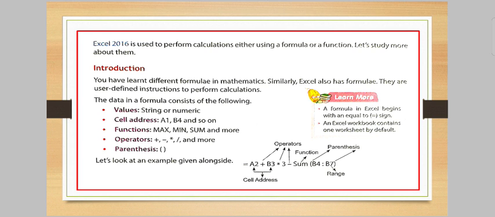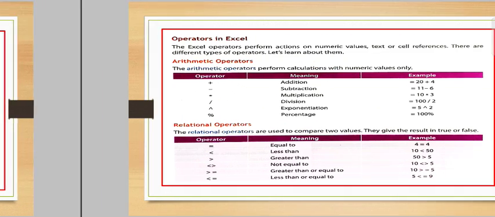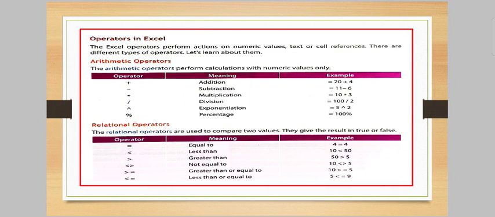A formula in Excel begins with an equal to sign. Here you can see equal to A2. That means each and every time in Excel a formula begins with an equal to sign. Next is operators in Excel.